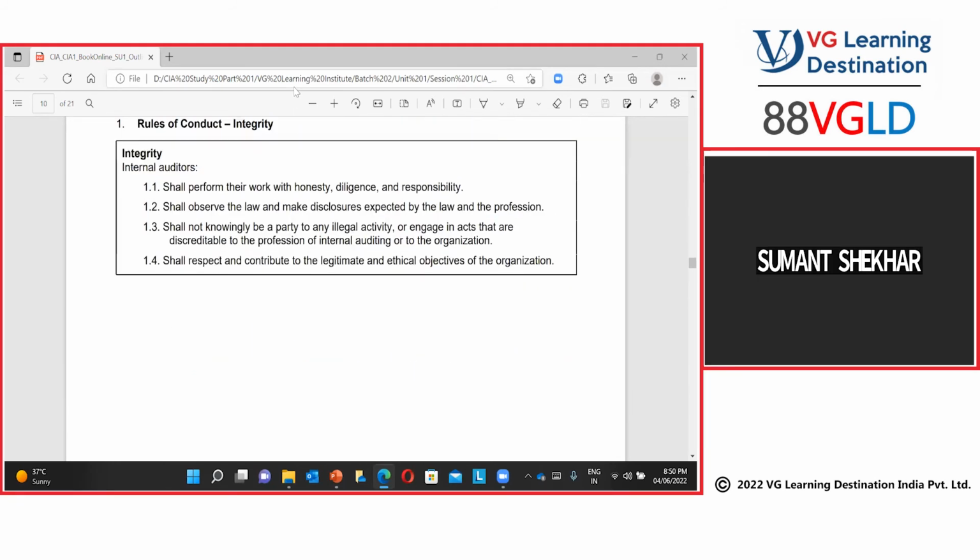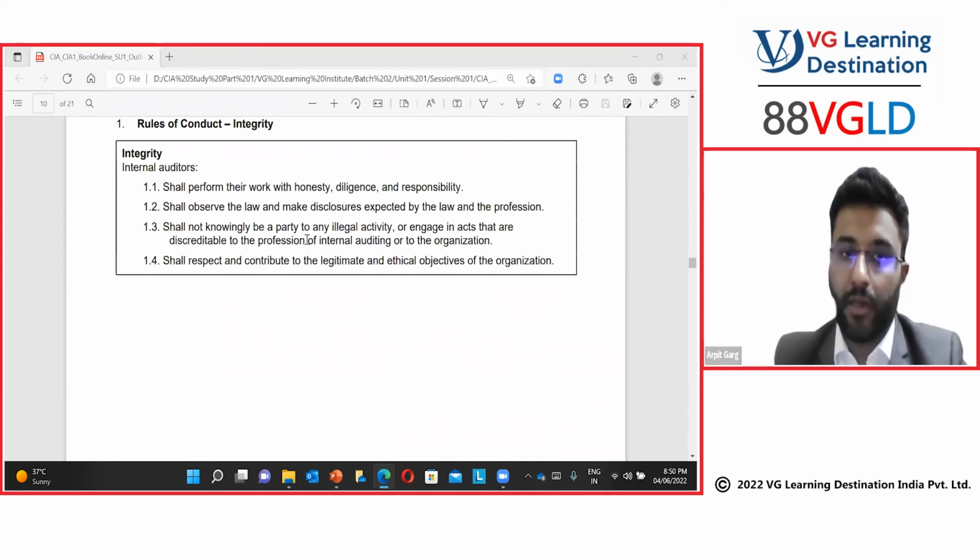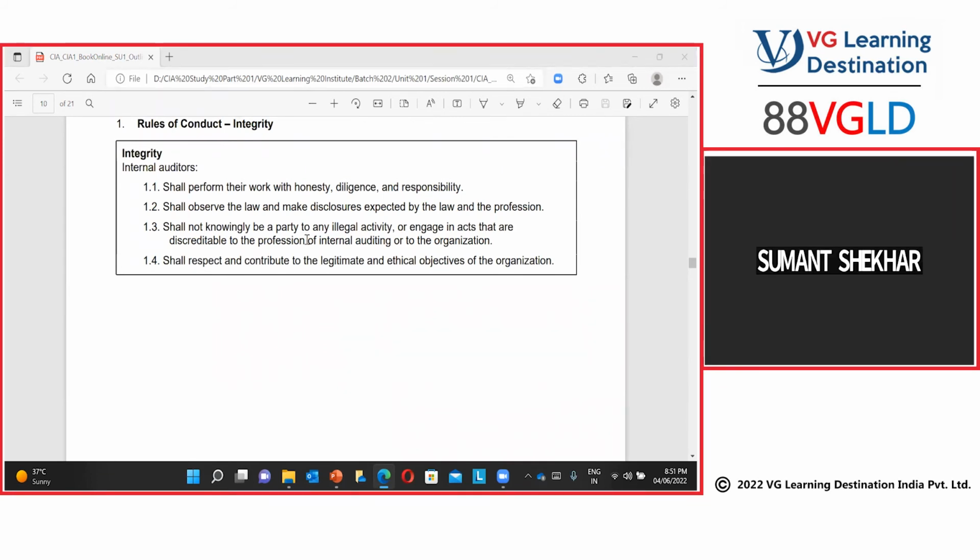Arpit, I have a question. In the context of integrity, please call out your name. Yeah, Suman Desai. In the context of integrity, the example that you took of child labor.